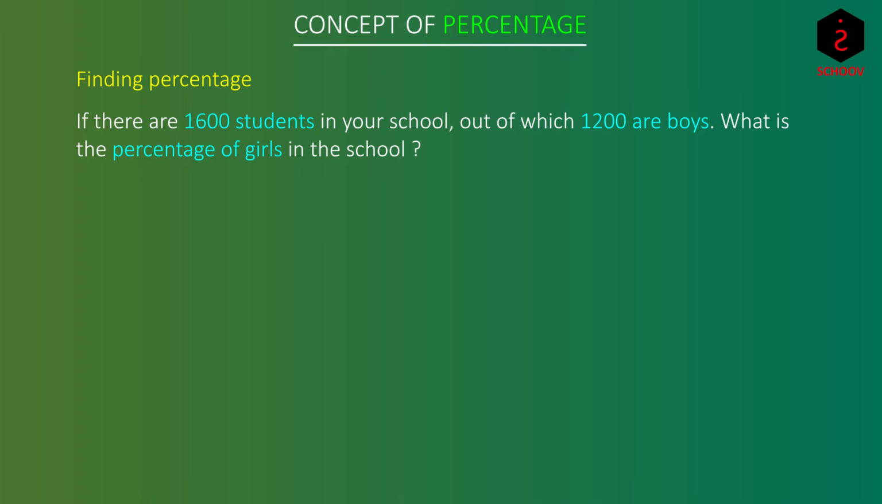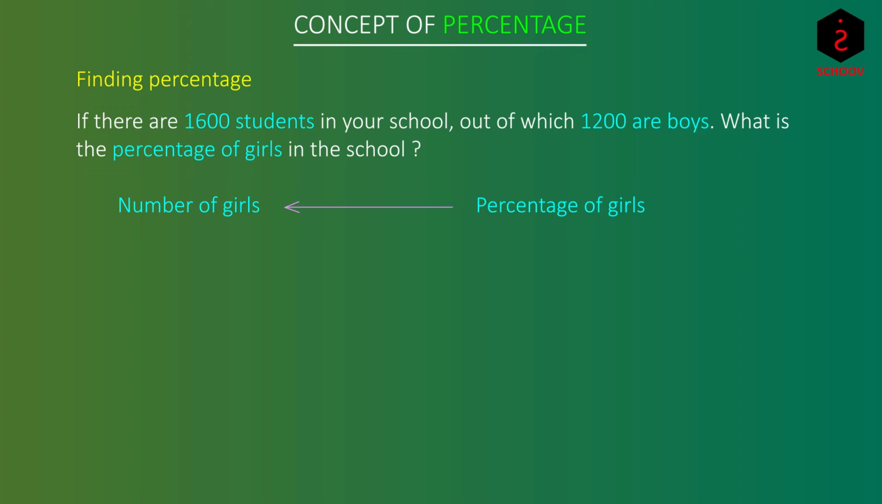In any question, first look for what is asked. In this question, what is asked? Let's see. Read the last line. What is the percentage of girls in this school? So, let's write what we have to find. Percentage of girls. Alright, but to find the percentage of girls, we have to find the number of girls. Is that given in the question?